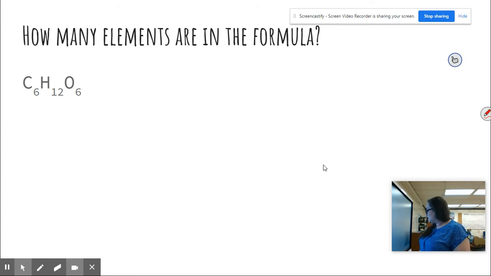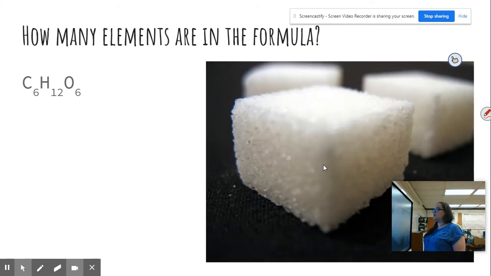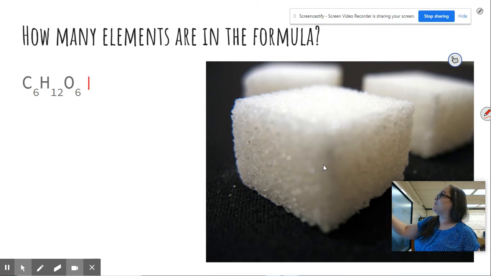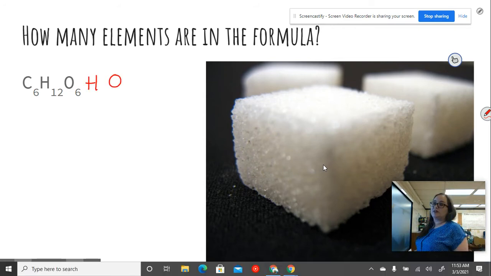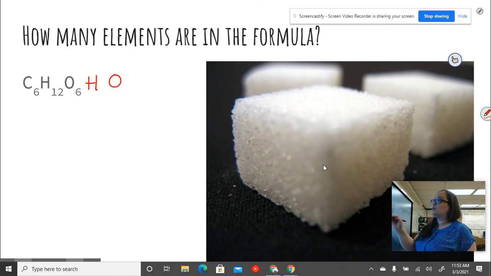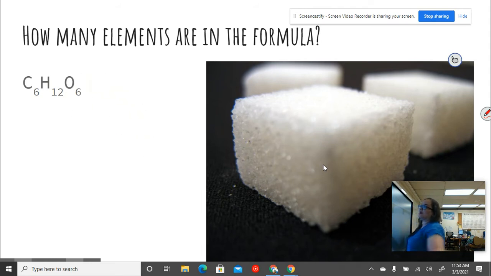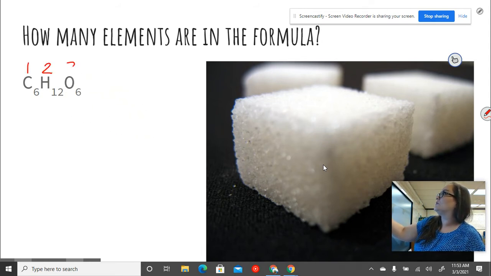How many elements are in the formula? So you just want to look at how many individual letters do we have. Now, if there was another H and another O added on separately because of the chemical structure, there still would be the same answer because H and O are already represented. Okay, so we've got 1, 2, 3. There are 3 elements in this formula.